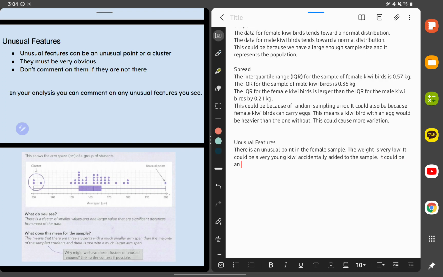It could be an entry error. An entry error is when somebody was writing the weights down, they just made a typo. Like maybe it was supposed to be 2.2 kilograms, but they wrote 0.2 kilograms, right? That's just a typo. 2.2, but they just wrote 0.2, and the computer read it as 0.2 kilograms. So that would be like a typo. That was just an entry error.